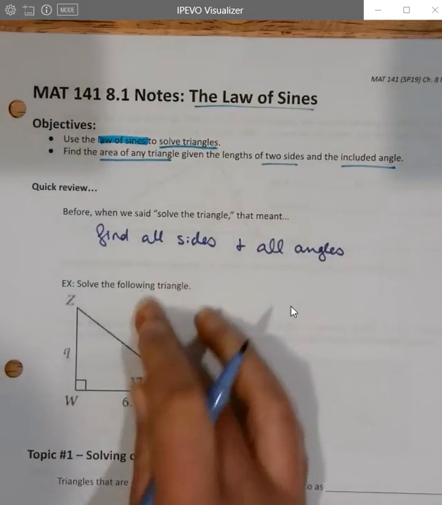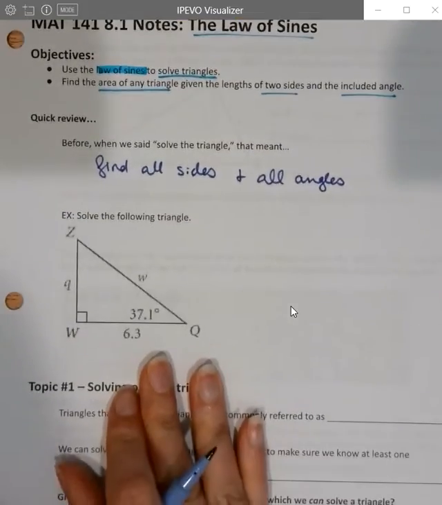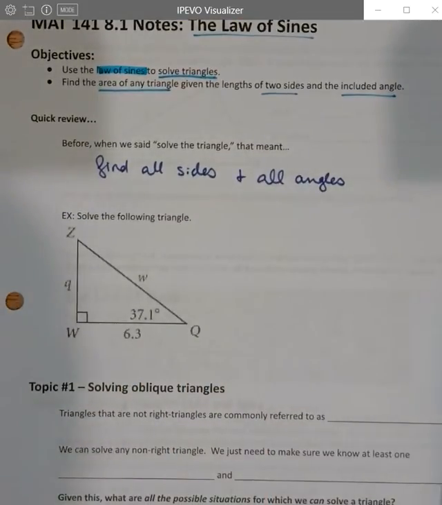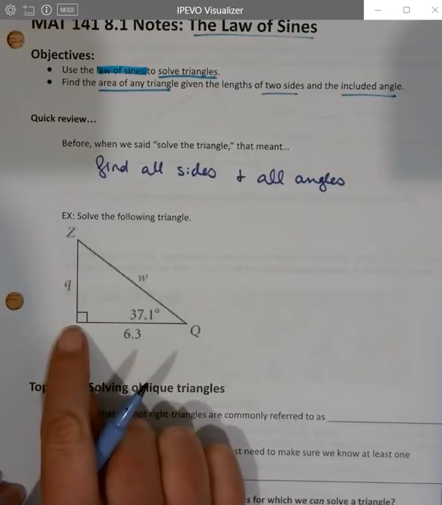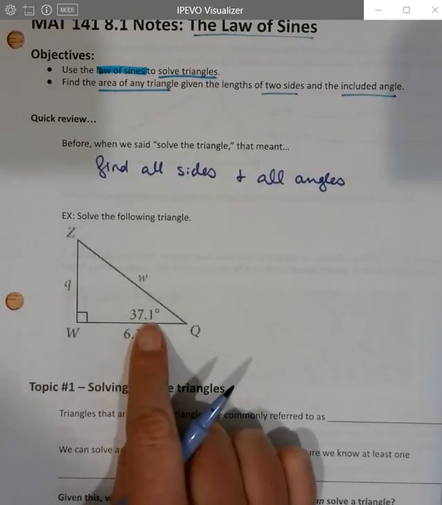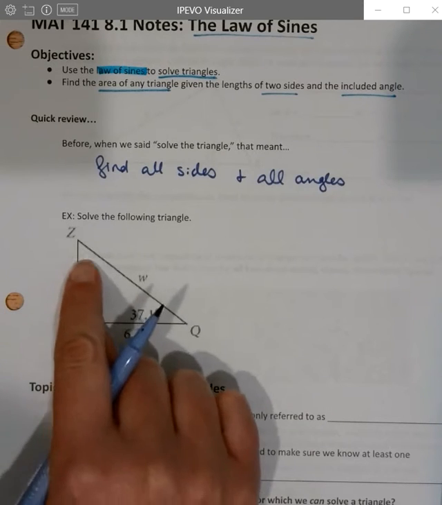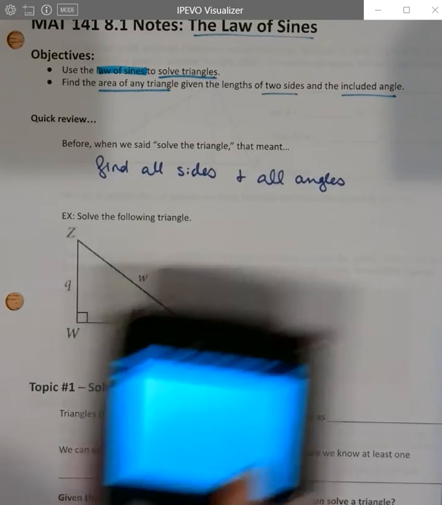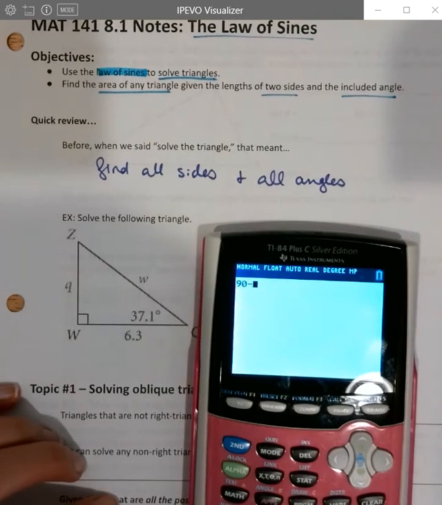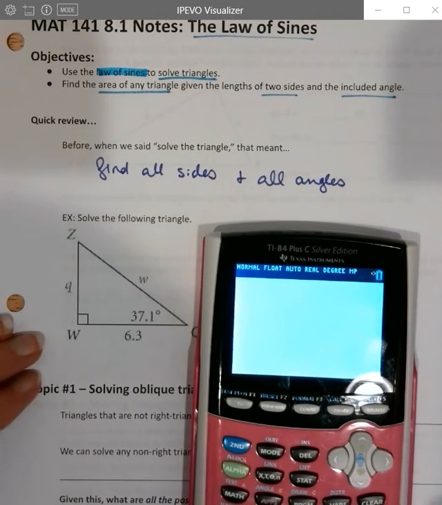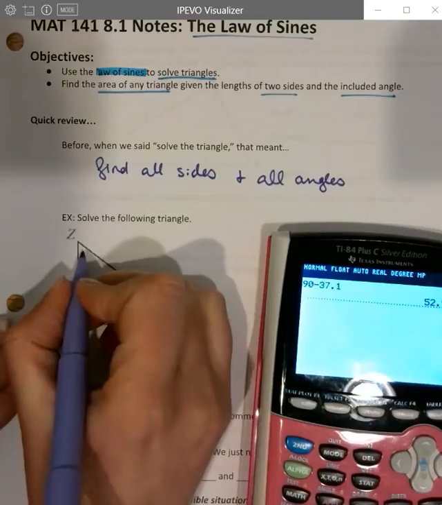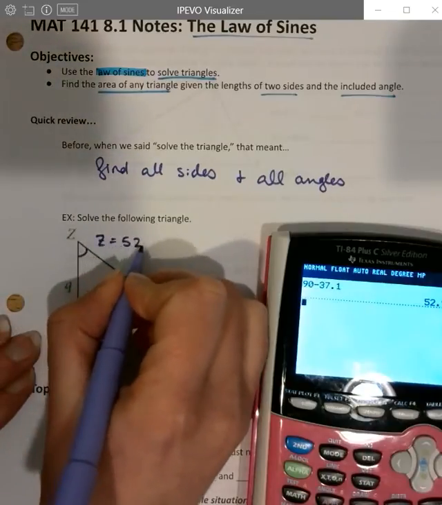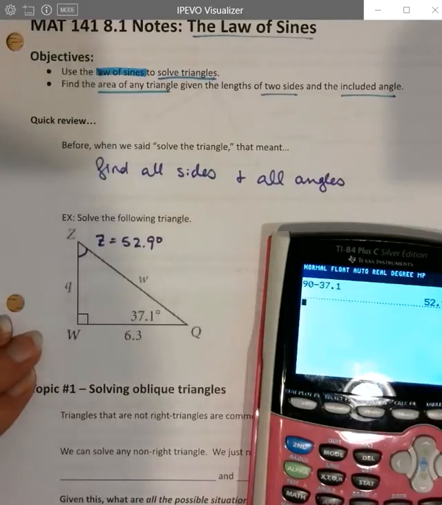For example, we're going to solve this triangle. This is going to use techniques from chapter 6, so it'll be a good refresher here for us. The first thing I know is that if I have a 90-degree angle and a 37.1 degree angle, this angle up here, angle Z, has got to be its complement, so we can subtract 90 minus 37.1 to get that angle Z. So angle Z is equal to 52.2 degrees.